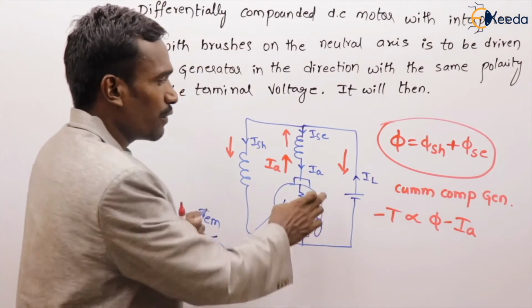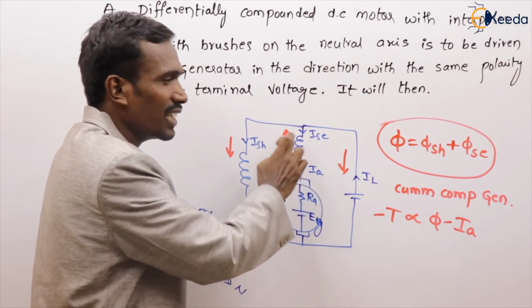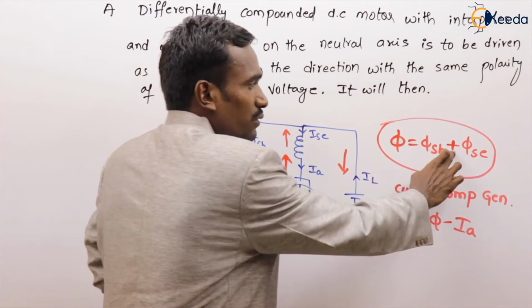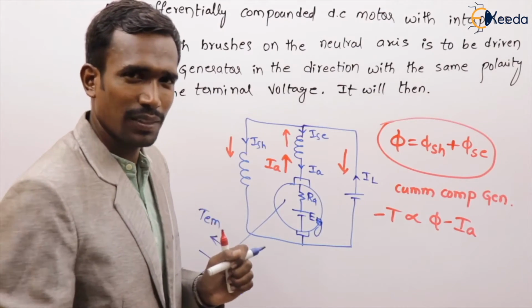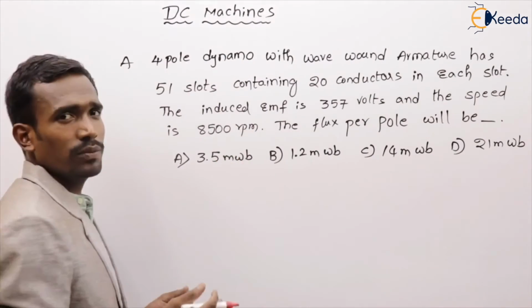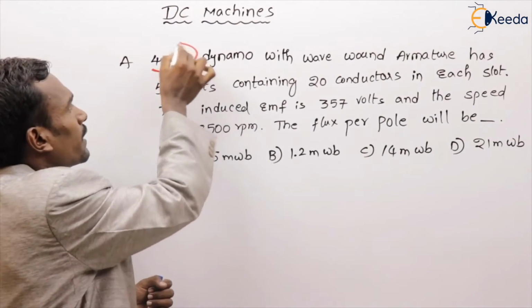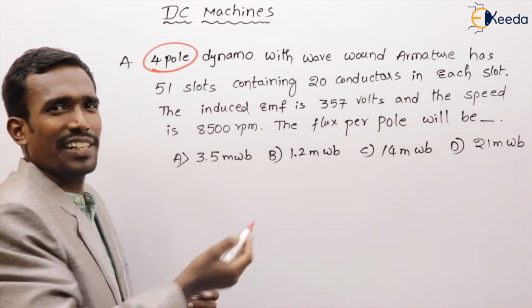Here we should observe this phi SE. When phi SE is reversed, that's why it is plus. Now this is a cumulative compound generator, that's it. Right? Okay, next question.